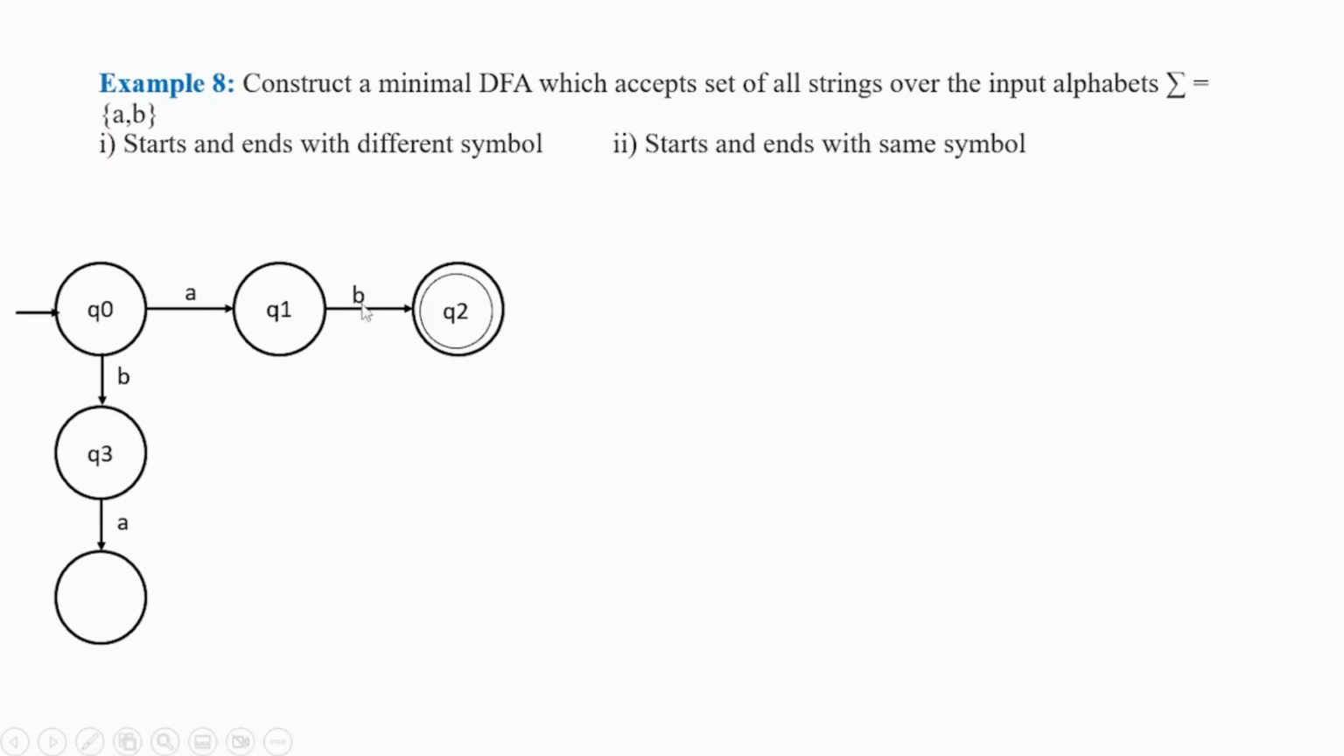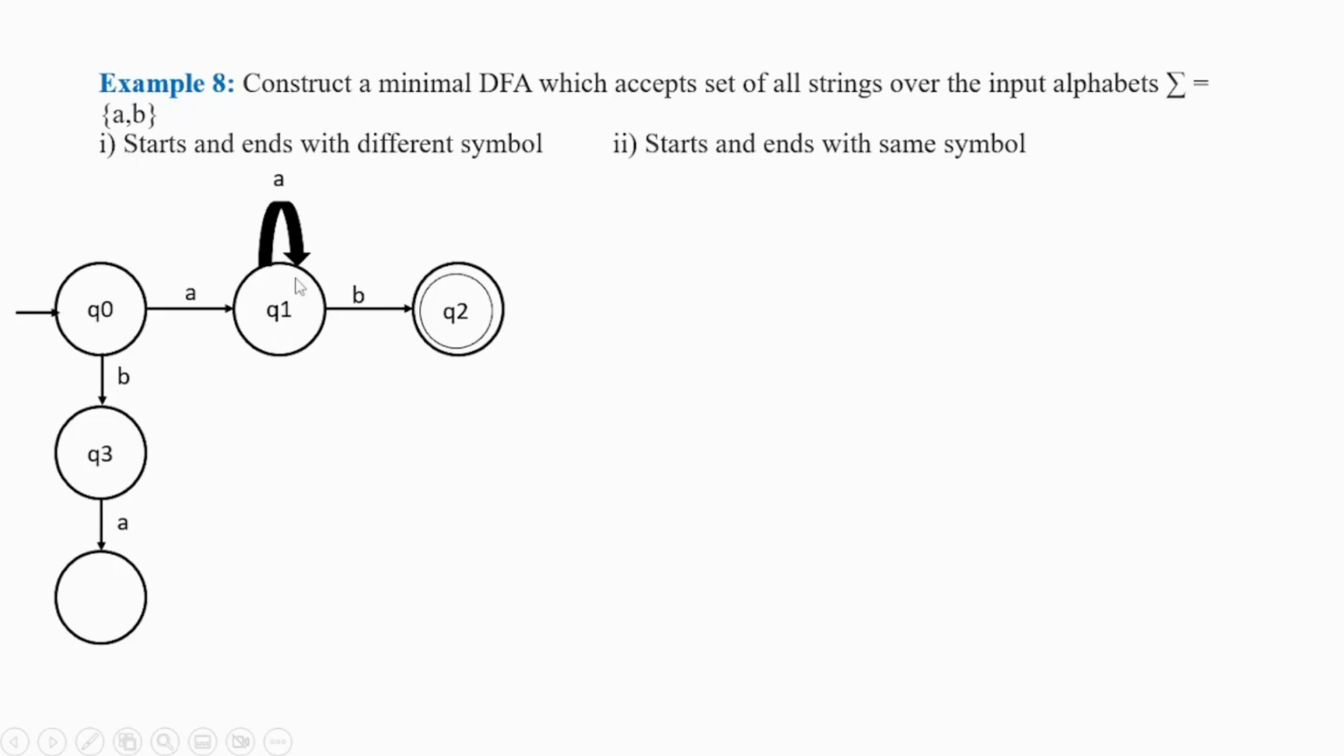If it starts with A and ends with B, then it will be in the final state. Then if it starts with B and ends with A, then also it will be in the final state. Right? So now start filling the transitions. For Q0, A and B, both transitions are defined. Now come to Q1. For Q1, only B is defined, whereas A is not defined.